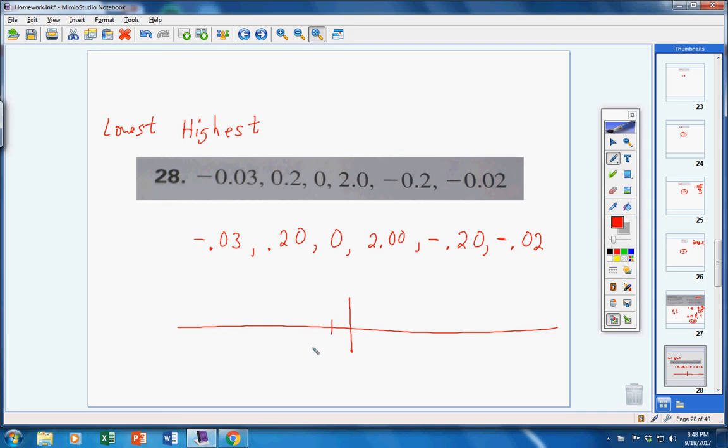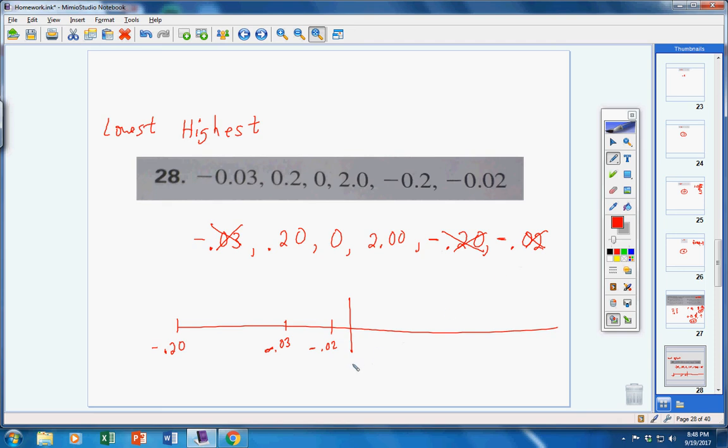If I start off with 0.02 and 0.03, right? And then what? 04, 05, 06, 07, 08, 09, and then 10. And then 11, 12, 13, 14, 15, 16, 17, 18, 19, 20. Okay? So there we go.